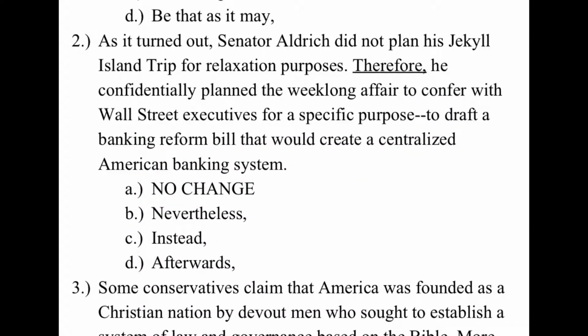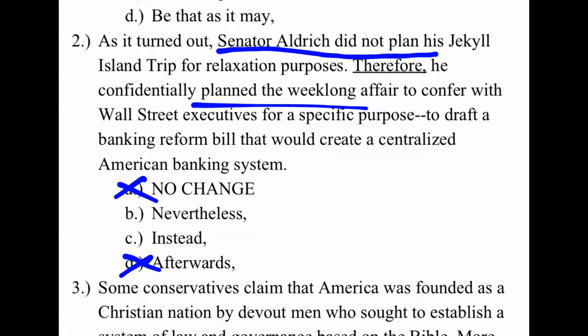In number 2, we're learning about what Senator Aldridge's plans were versus what his plans were not. So there's a contradiction here. The only two contradictors are B or C, so we can rule out A and D. And C fits better with these two sentences, providing an alternative choice.